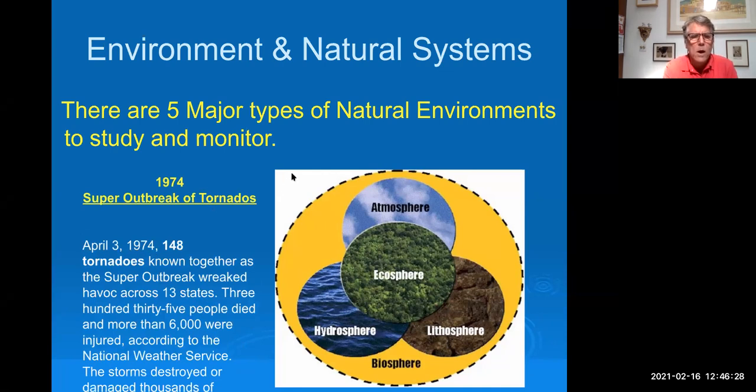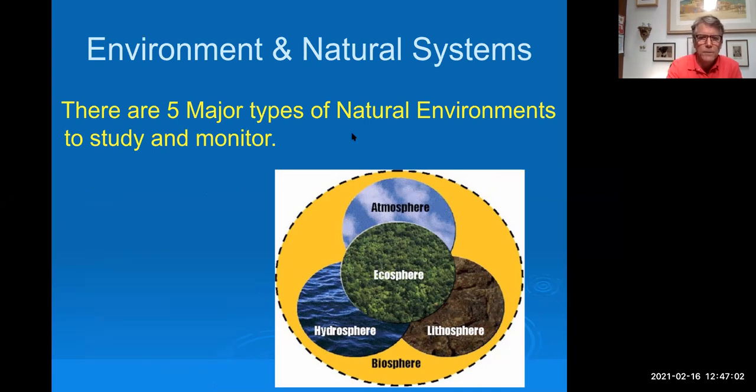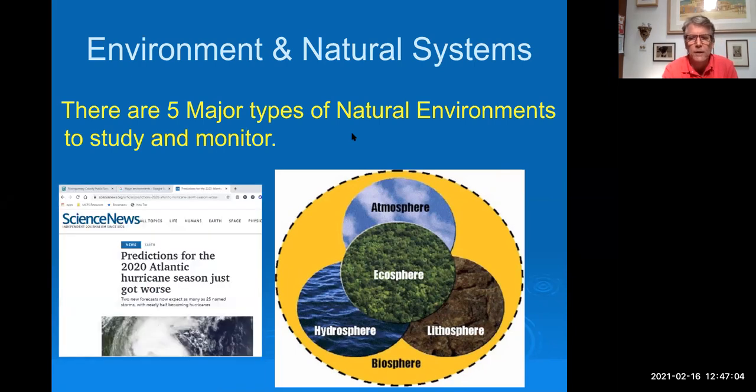Okay, so 1974, super outbreak of tornadoes. April 3rd, 1974, 148 tornadoes, known together as the super outbreak, wreaked havoc across 13 states. 335 people died, and more than 6,000 were injured, according to the National Weather Service. The storms destroyed or damaged thousands of homes. So that is one type of occurrence in our atmosphere.